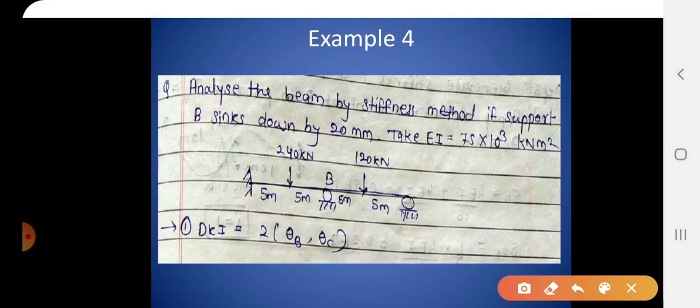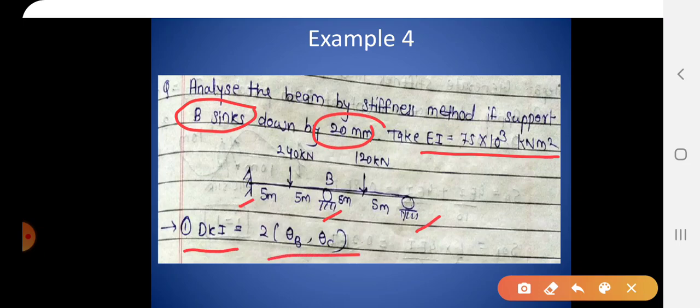Example 4 is analysis of beam by stiffness method if support is sinking type of support. Okay. So here in this example, B sinks down by 20 mm and EI value is given 75 into 10 raised to 3 kilonewton meter square. Okay. So A is fixed support, B intermediate support, and C end roller support. Okay. So first step is to calculate degree of kinematic indeterminacy.